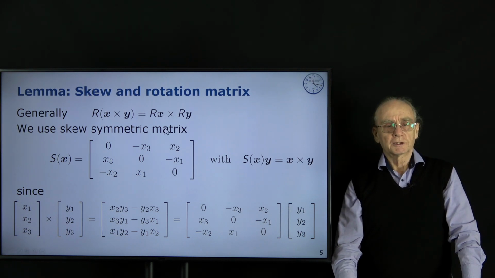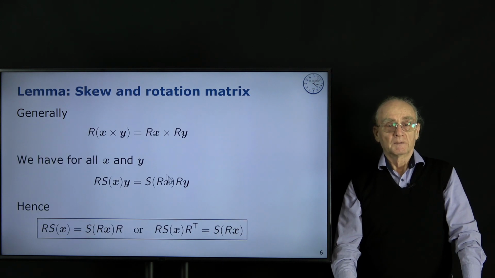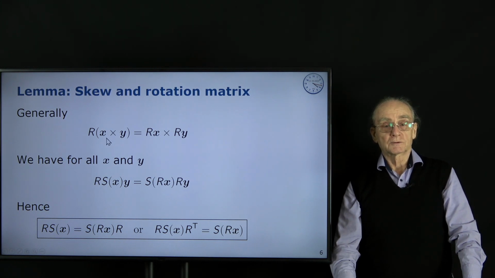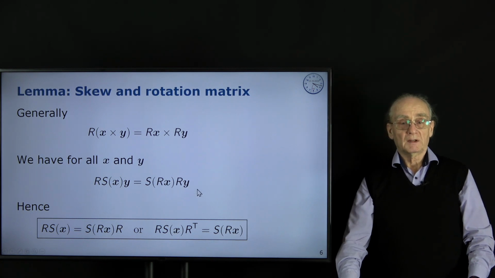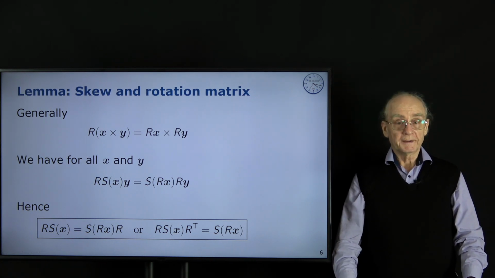Now, we use this equation here to derive a relation between R and the matrix S of x. So we start with this basic relation, which we know is true, and write it down using the skew-symmetric matrix. So we get R multiplied with the cross product of x and y, that means S of x multiplied with y. And here we have the cross product of the rotated vector, that means S of Rx, multiplied with Ry. So this holds for all x and y. It especially holds for all y.